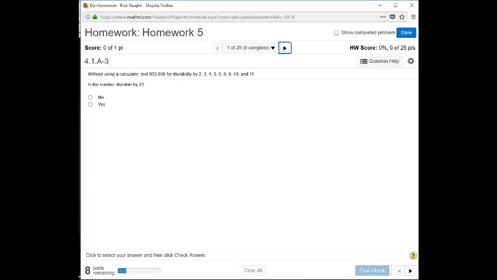I'm going to make a quick video to show you how to do a couple of problems from homework 5. In this first one we're looking at tests for divisibility. Here you have 85,908. Is it divisible by 2? Yes, because the last digit is even.